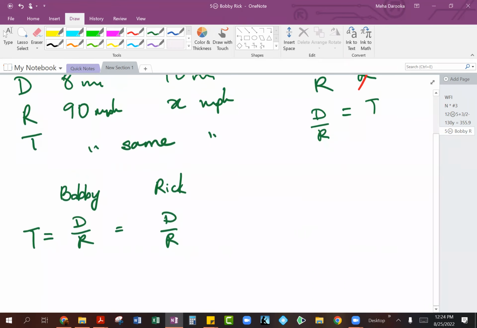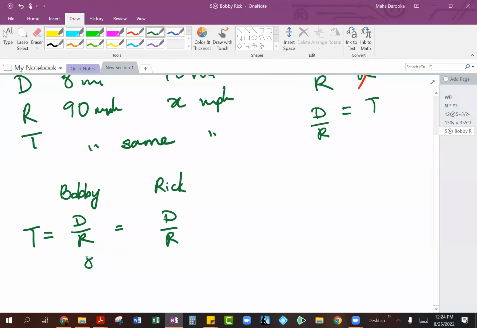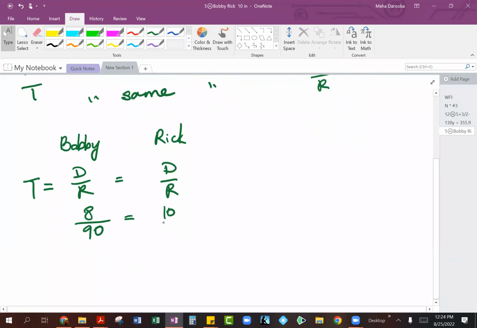So we know Bobby has to do 8 miles, and he's going at a speed of 90 miles per hour. Rick has to catch up and do his 10 miles, and we're trying to figure out what his average speed is going to be. So that's actually where that setup comes from. 8 over 90 equals 10 over x. So distance on the top, both the speeds on the bottom.